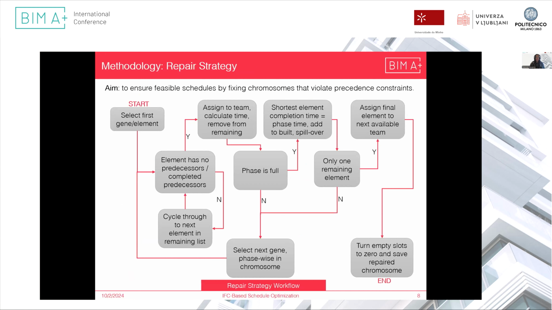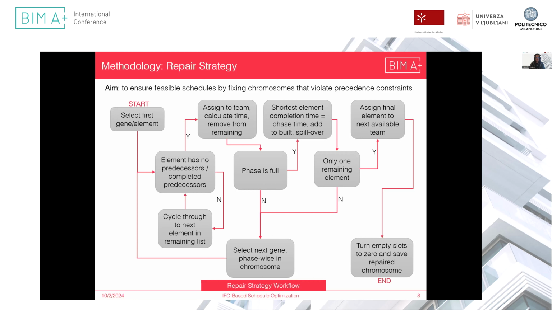So a repair strategy was created because an evolutionary algorithm is essentially a blank slate. It is a general tool that can be used for optimization. However, you have to include domain-specific information by yourself. So in order to do that, we created a repair strategy so that we can fix the chromosomes, because NSGA2 will initially give us a random assortment of genes inside the chromosome, and these genes do not necessarily adhere to the predecessor-successor relationships as given to us in the precedence matrix.